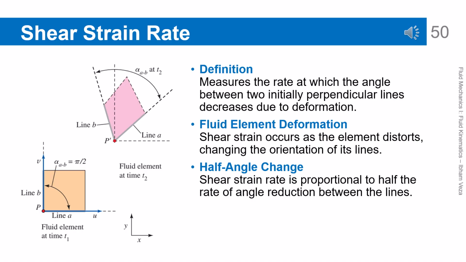Shear strain rate. The shear strain rate measures how fast the angle between two initially perpendicular lines changes. This angle change indicates distortion of the fluid element shape. Its value is proportional to half the rate of change of that angle. This concept is different from linear strain, which changes length. Shear strain is mainly associated with shape change without volume change.